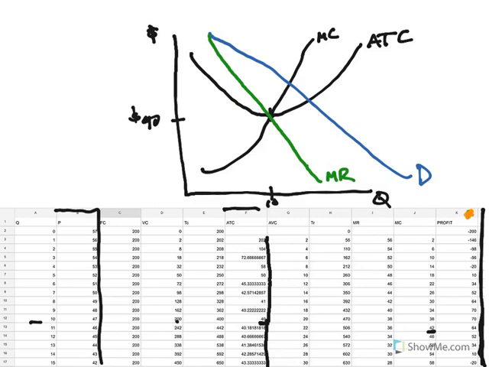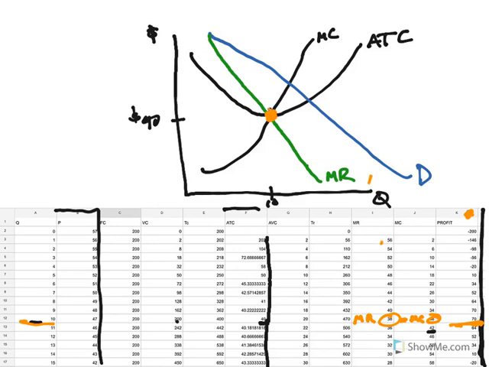So the highest possible profit here looks to be $70. Well, it's kind of a coincidence that it happens to also be at $10. But let's look for our profit maximizing rule. Does marginal revenue equal marginal cost? Sure enough, it does. So this turns out right here to be the profit maximizing quantity.